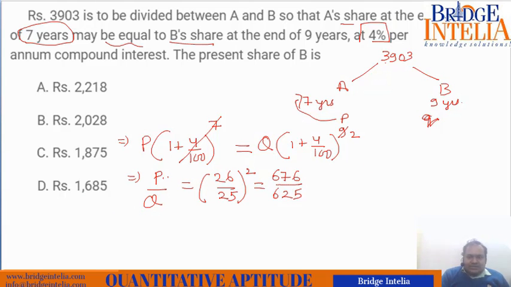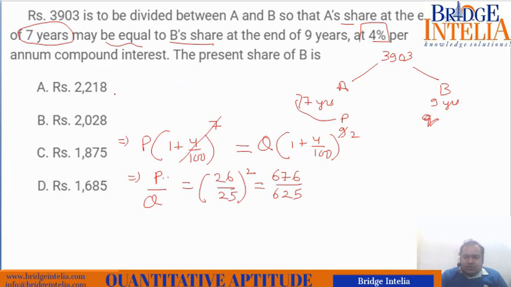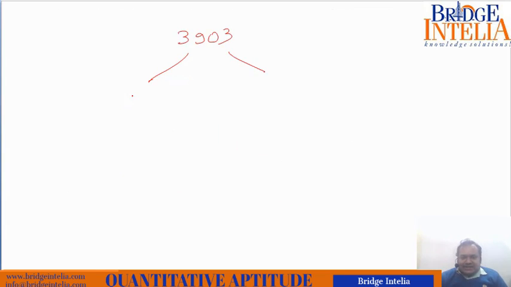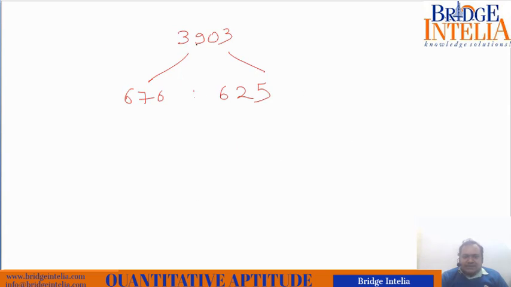So the amount is 3903. We have to distribute this amount in the ratio 676 is to 625. So anything common in between? Anyways, let's see how much this comes out to be. So we have to find B's share.